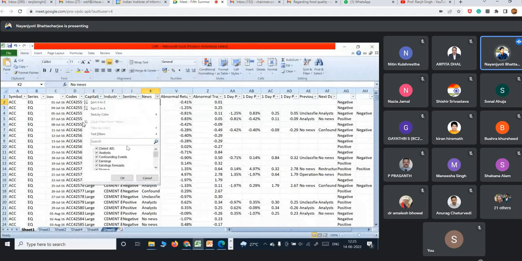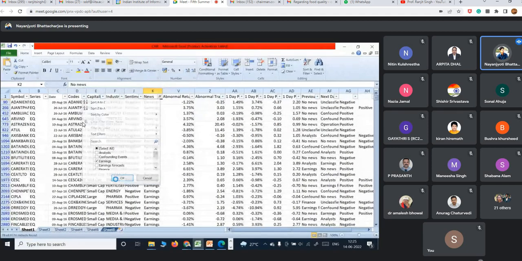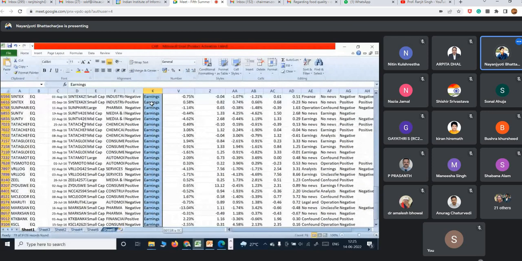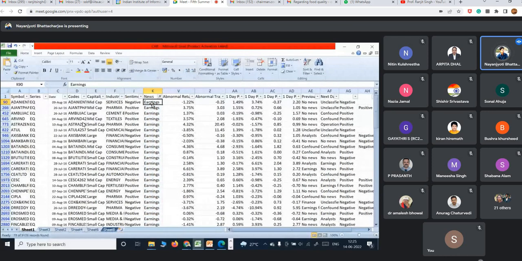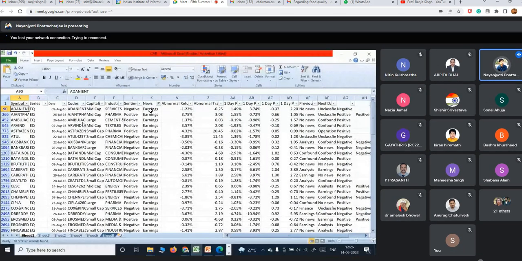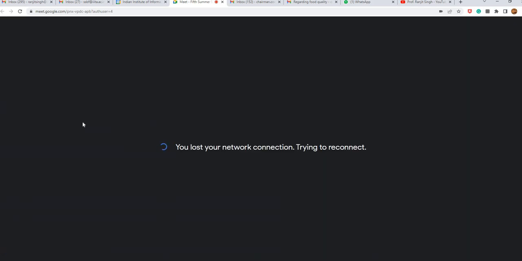So we are typically trying to understand the impact of earnings news. We are trying to find out in our sample all those companies which had this earnings news, and these are not confounded. That means there is no other news flow of any other kind accompanying the news flow of our interest, which is earnings. So for all these companies, we had Adani Enterprises, Ajanta Pharma, Ambuja, Arvind, all different companies, but the same type of news flows, earnings.